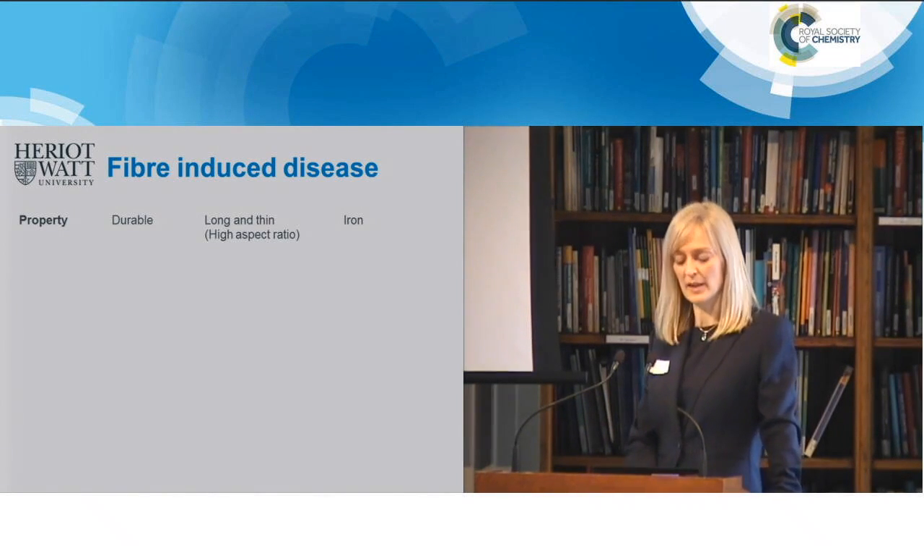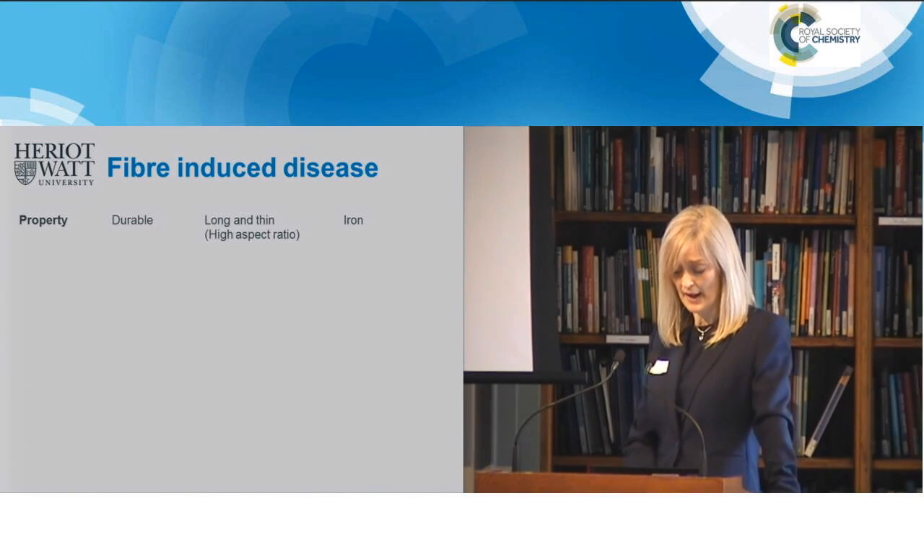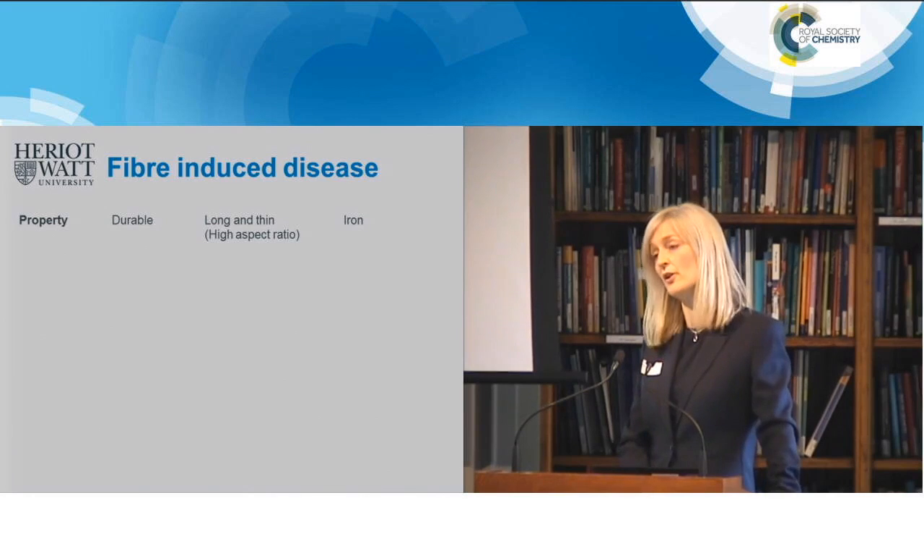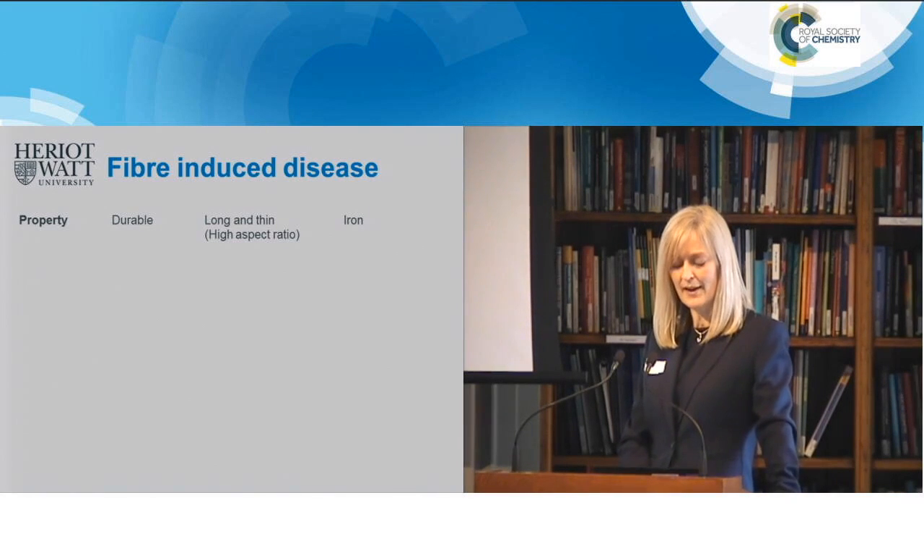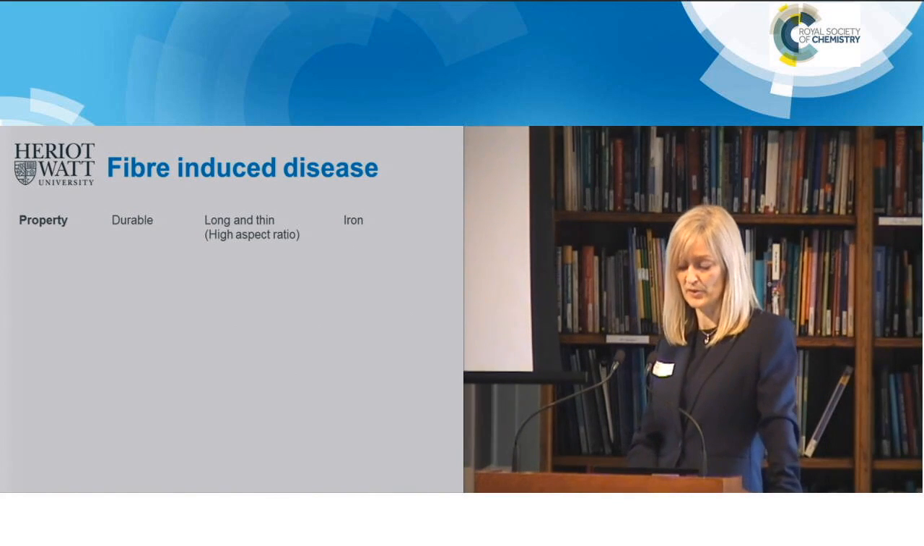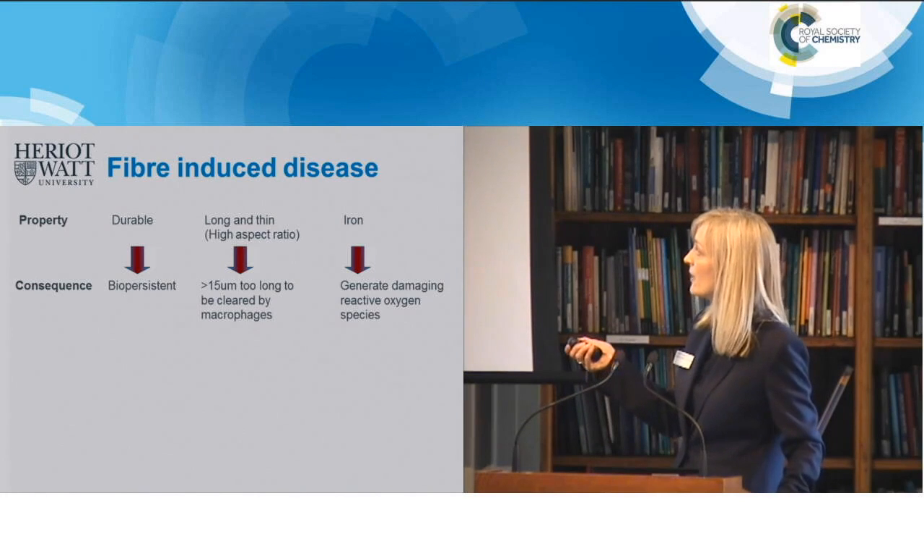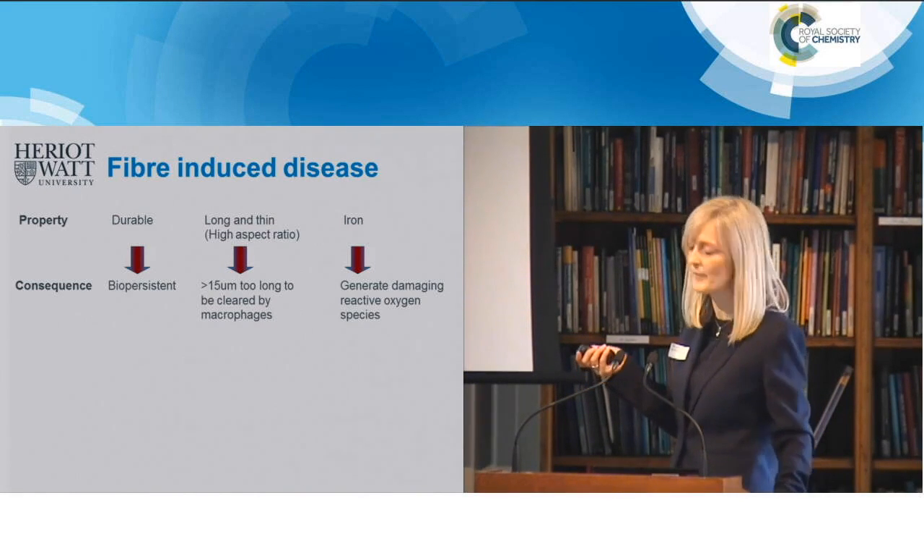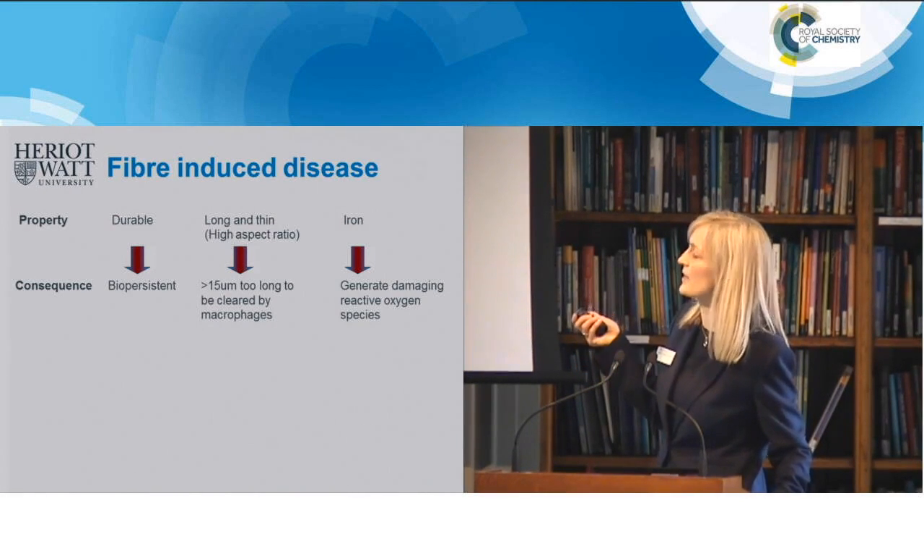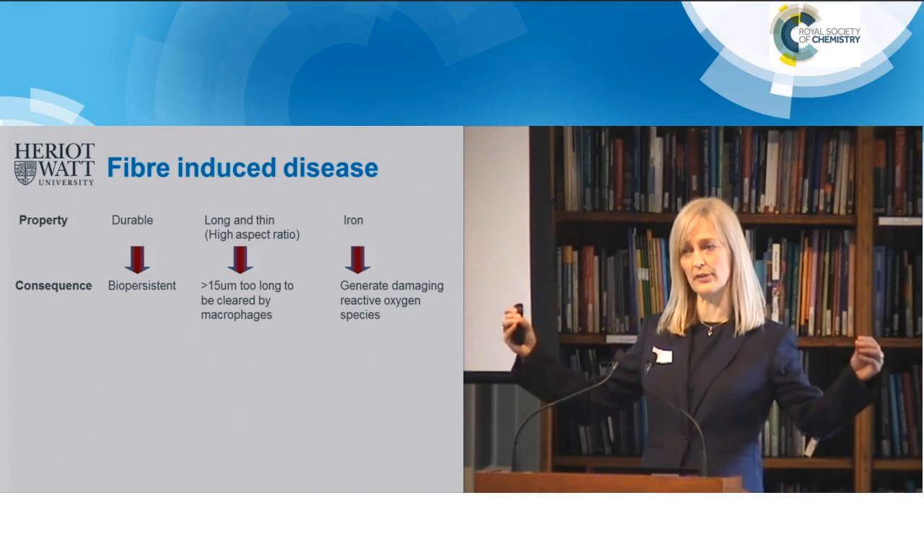Just a few words about fibres. As most people are aware, asbestos and a number of other fibres are carcinogens. They cause cancer. And the reason that they can do this in the respiratory system and elsewhere in the body is because they're durable. That means they are biopersistent. They hang around in the body for quite a long time. And because they have a high aspect ratio, that means they are long and thin.